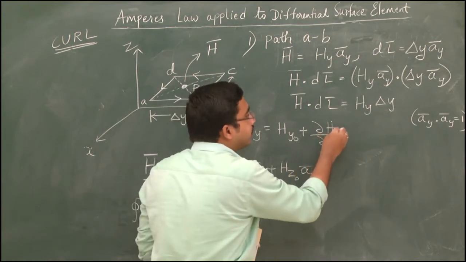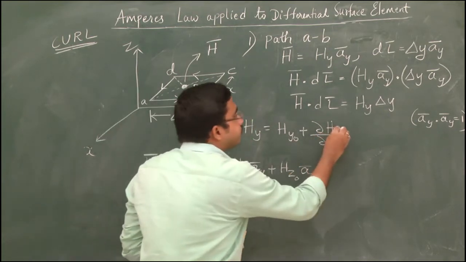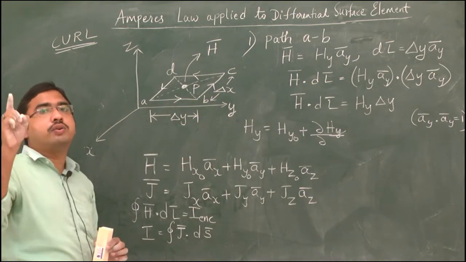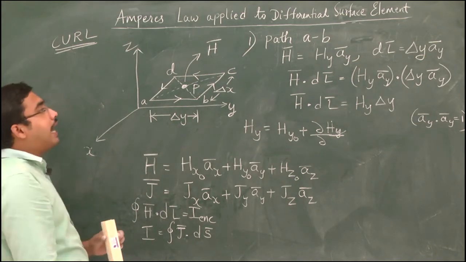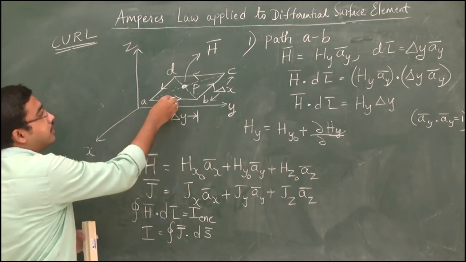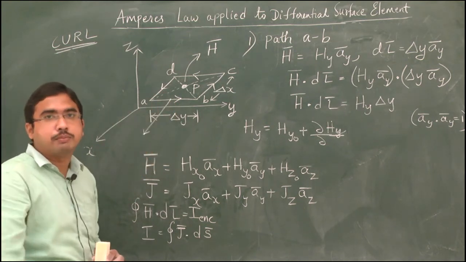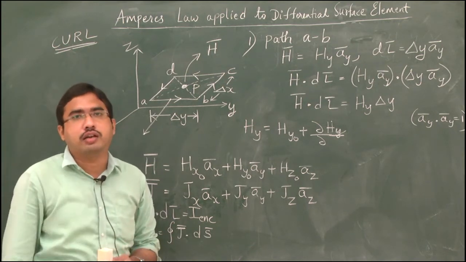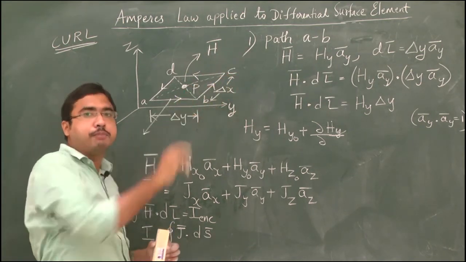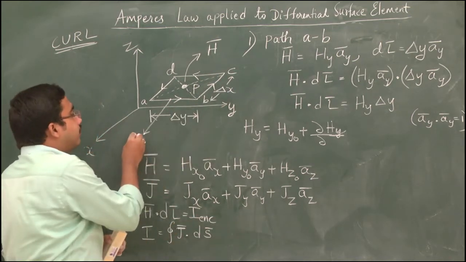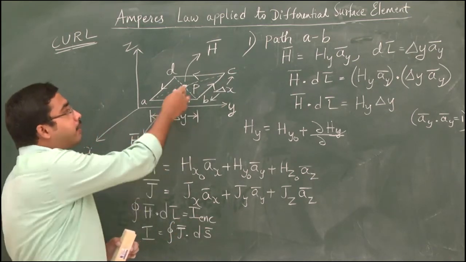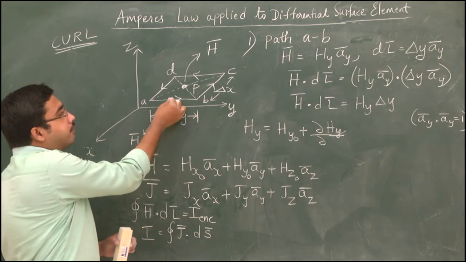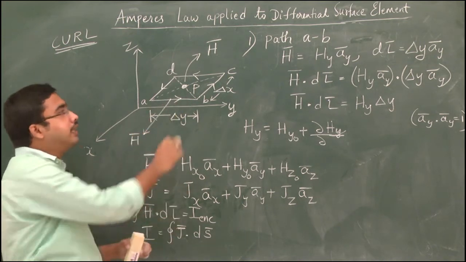The rate of change of Hy with respect to the x axis. Why I am mentioning the x axis is because your H bar and D bar will always be acting perpendicular to the path that you are considering. Suppose you are using a Gaussian surface, D bar should be perpendicular to the surface. Suppose it is an Amperian path, your H bar should always be perpendicular to the path that you are considering. Here your path is AB and the direction of H bar is always perpendicular to this AB.